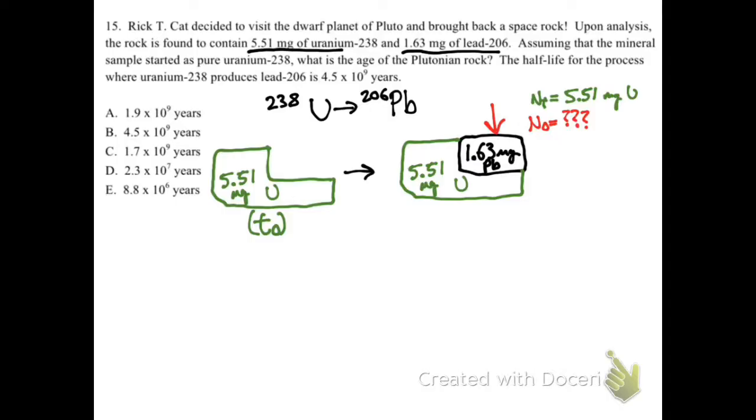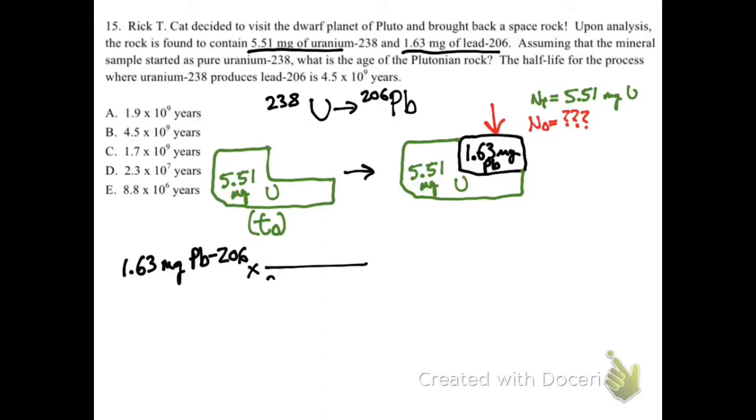However, we can just use a mass ratio here. So we know that we have 1.63 milligrams of lead-206. And technically speaking, we could convert this into grams, and then grams to moles. And then we know it's a 1-to-1 molar ratio, because for every 1 mole of uranium you have, it decays into 1 mole of lead. And then we can turn that into grams of lead, and then moles of uranium, then grams of uranium, and then milligrams of uranium. It's not necessary. We can just use the mass ratio here to make our lives easier.